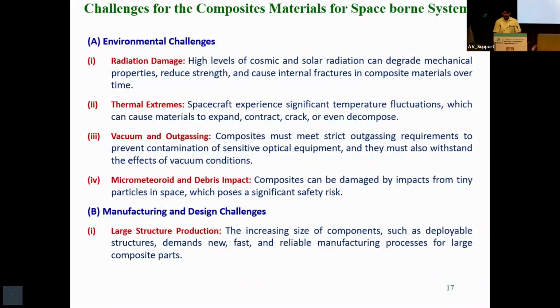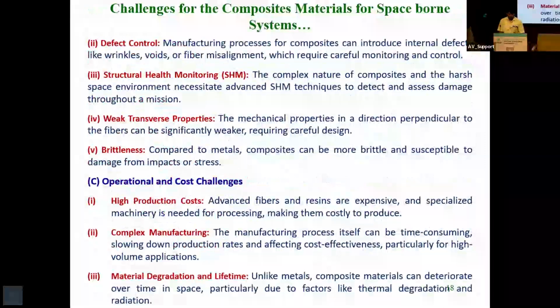Second is the manufacturing and design challenge, which we have to take care of on the ground itself. Large structure production is very difficult because most of the ultra high stiffness composites or prepreg fabrics we get in prepreg form, so we have to make the material along with the product. Next is defect control. We have to be very careful while processing to control the defects.